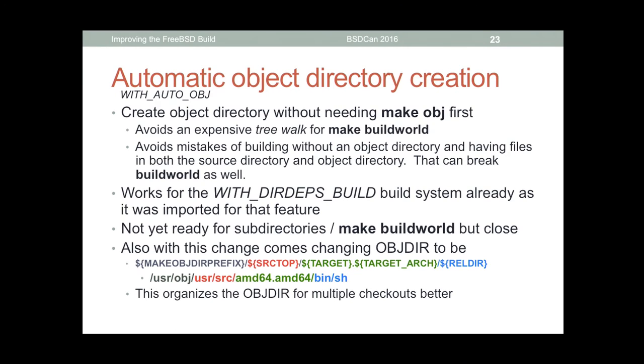And if you go into a subdirectory, this does work. But you have to type with auto object equals yes. Okay. And this is something that came in with Simon's dirtEps build merge. So that works. It doesn't use any of the new directory prefixes yet in a subdirectory. There's already all this logic for dirtEps that I'm going to move to just apply for everything.